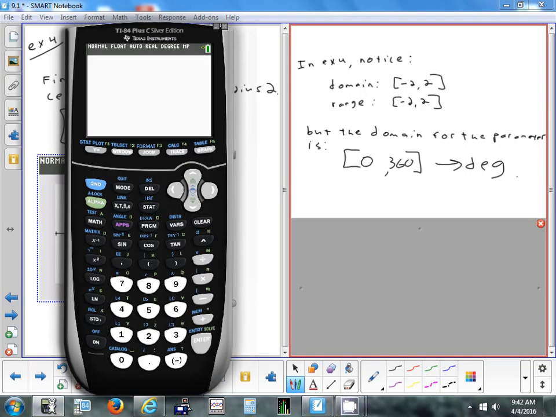Watch what happens if you only go 0 to 180. What do you think I'm going to get? Yeah, it's only going to do half the circle. Okay, so you've got to make your parameter so it goes all the way around. And for a circle, it's 0 to 360.